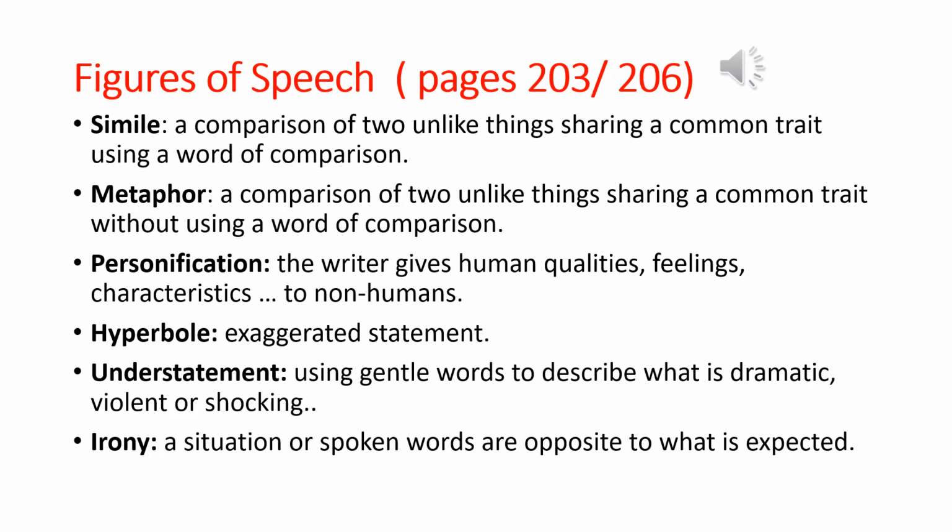Personification is when the writer gives human qualities, feelings, or characteristics to non-humans. Hyperbole is an exaggerated statement. Understatement is the opposite of hyperbole, where the writer uses gentle words to describe what is dramatic, violent, or shocking. Irony, as we have previously explained in the first tutorial, is a situation or spoken words that are opposite to what is expected. We have three types of irony: verbal irony, situational irony, and dramatic irony.